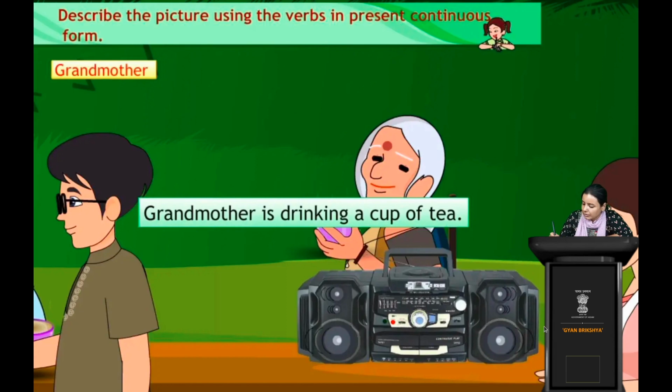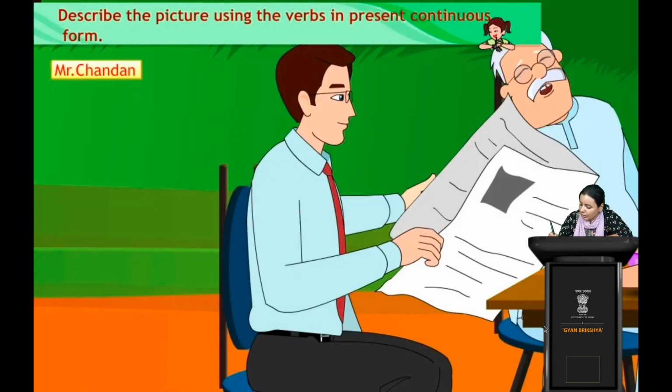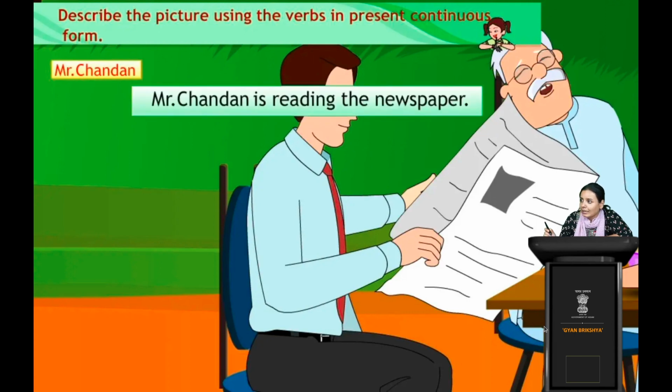What is this lady doing? Let's see. Mrs. Rinku is listening to music. Again V1 plus ing, same present continuous tense. Now see, what is this man doing? Mr. Chandan, what is he doing? He is reading the newspaper, right? So we can see he is reading the newspaper.